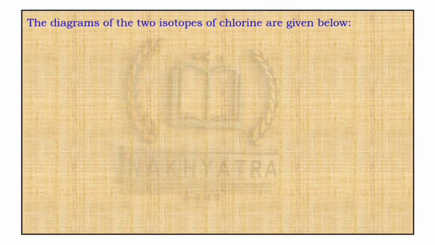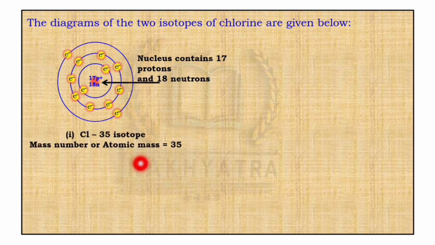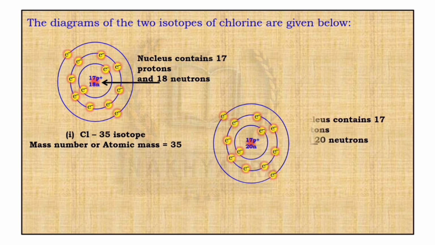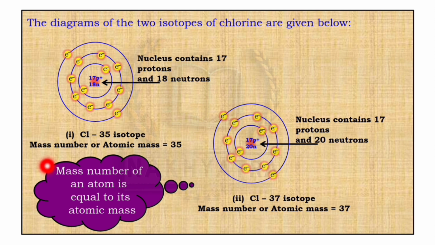Now see the diagrams of the two isotopes of chlorine. As you can see here, the nucleus contains 17 protons and 18 neutrons, right? So the mass number or atomic mass equal to 35. Now see here, the nucleus contains 17 protons and 20 neutrons. So the mass number or atomic mass equal to 37. Here the mass number of an atom is equal to its atomic mass.